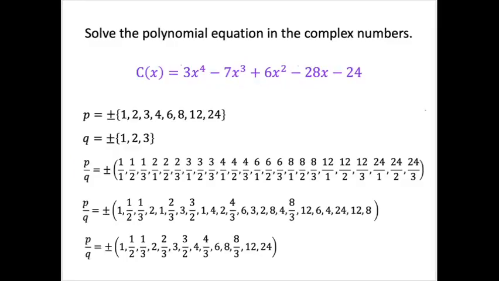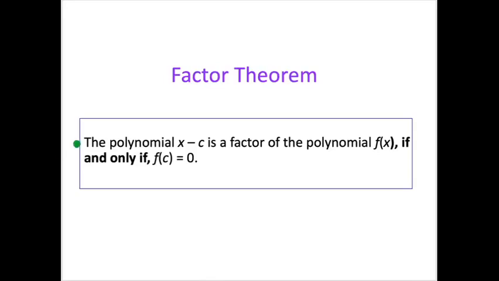So if we test out these rational zeros, let's say that we pick c equals 3/2, and we run it through f of x, and our answer comes out to 0, then the factor theorem tells us that x minus c is a factor. So x minus 3/2 is a factor, which tells us that 3/2 is a 0. So that's going to help us narrow down some of this and figure out our zeros.